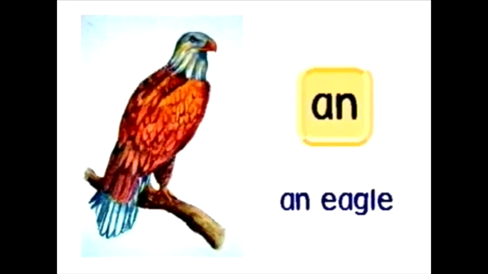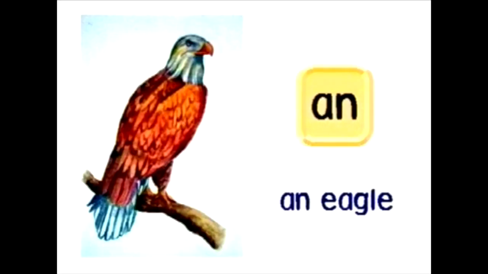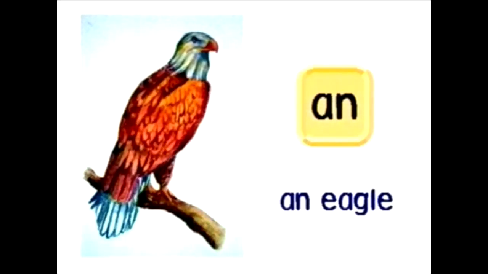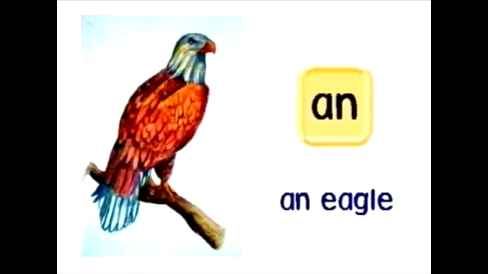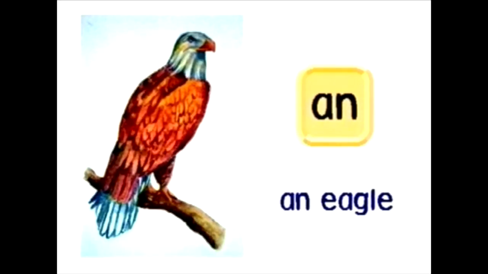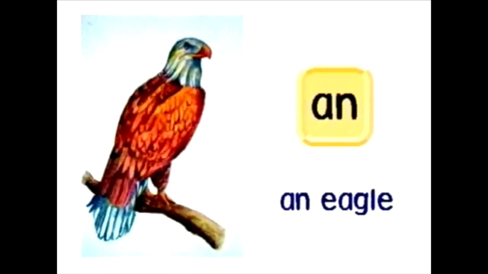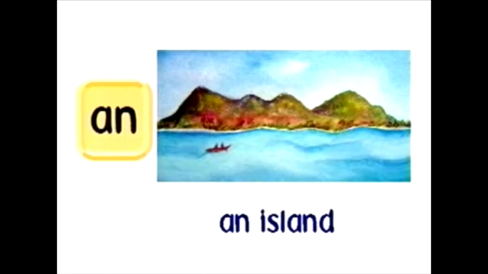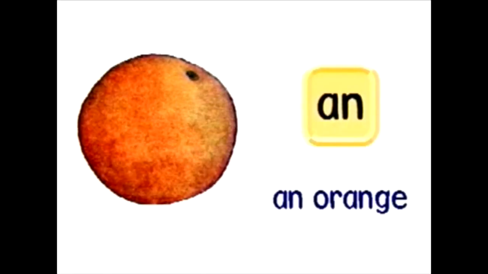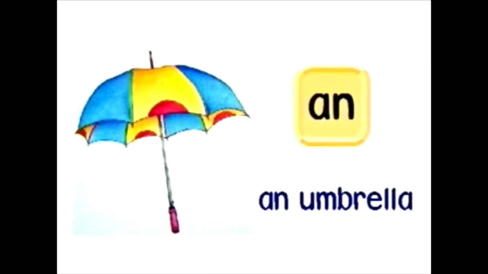An refers also to any single person, place, or thing. But an is used before nouns, name of person or thing, that begin with the vowel sounds or letters A, E, I, O, U. For example, an eagle, an island, an orange, an umbrella.